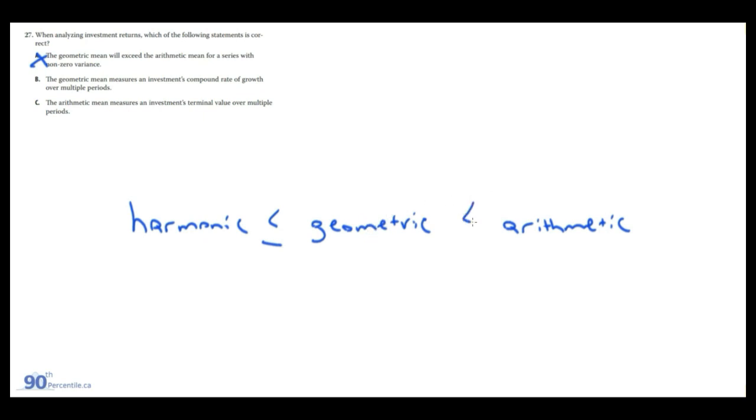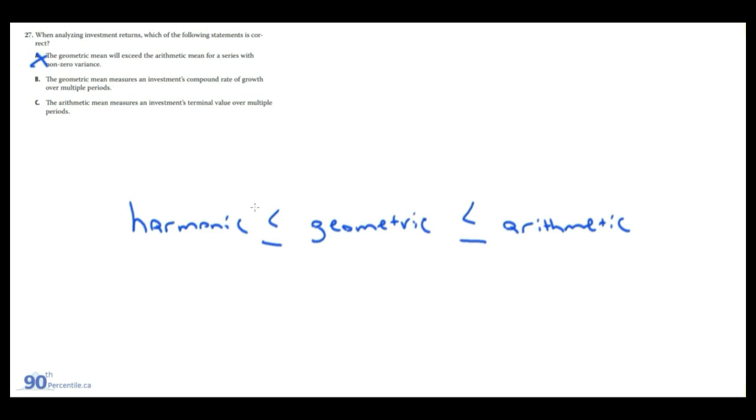The geometric mean will exceed the arithmetic mean for a series with non-zero variance. This is incorrect. The relationship between the three mean calculations that we talked about is this. So we have harmonic, we have geometric, and we have the arithmetic. So the harmonic is always less than or equal to the geometric mean, which is always less than or equal to the arithmetic mean.